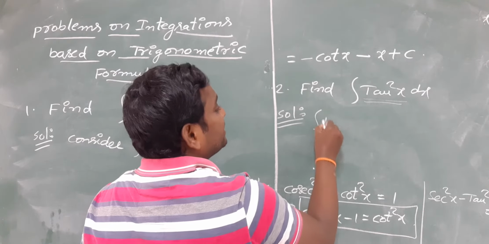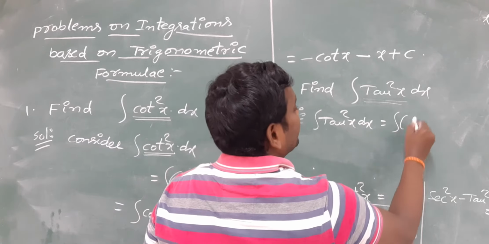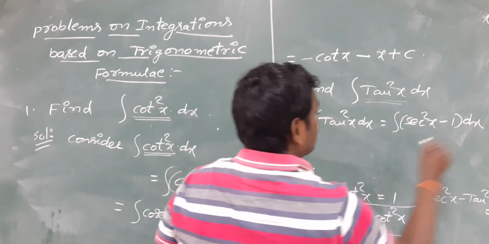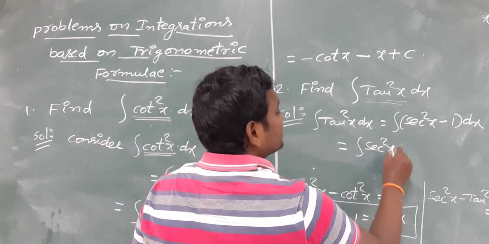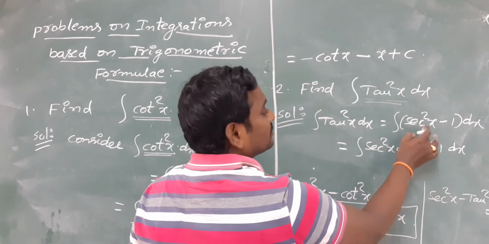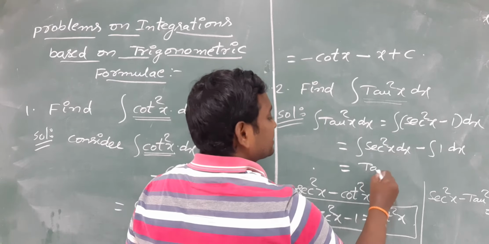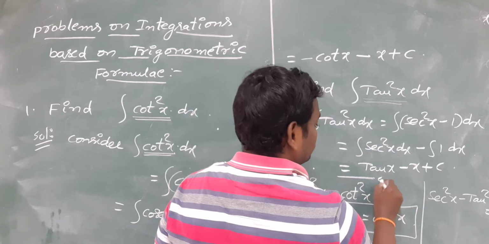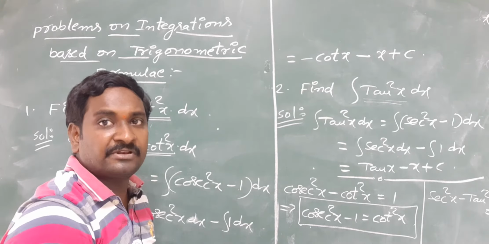That's why integral tan square x becomes integral of (secant square x minus 1) dx. That is equal to, split the terms by using linear property. Integral secant square x dx minus integral 1 dx. Just split the terms. Now, what is the integral of secant square x? tan x, minus integral 1 dx is x, plus c. Okay. Next I will give another example now.